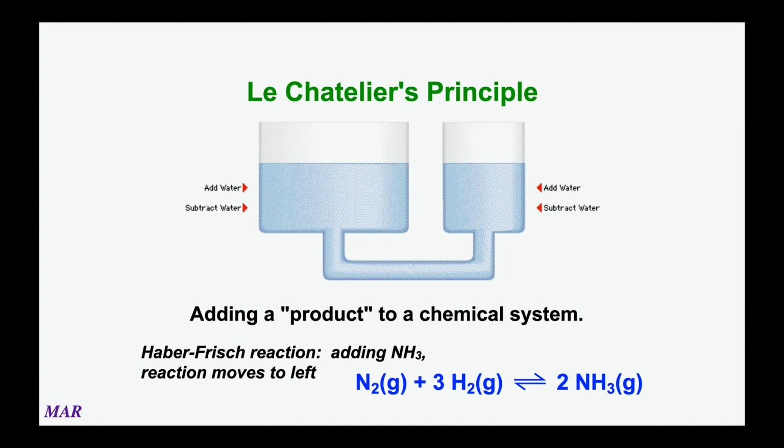If you add ammonia to a reaction, you're going to end up making more relative amounts of N2 and H2. So again, Le Chatelier's principle, you add something, reaction shifts to the opposite side of what you added. This would be a shift to the left. We added a product, it shifted to the reactant side.